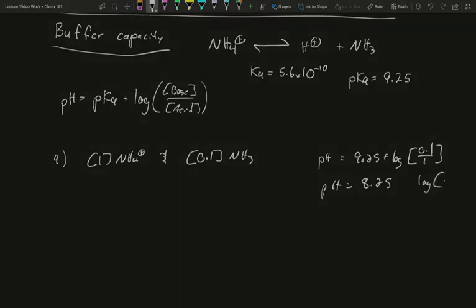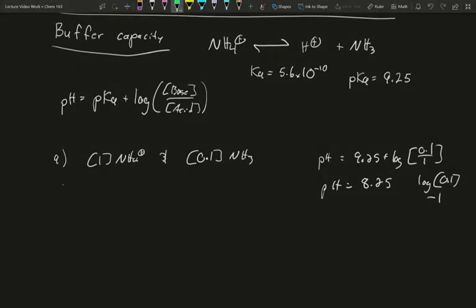The log of effectively a tenth is minus 1. Makes sense. We have lots of acid around. We should be a little bit more acidic. The pKa would be the pH if we had equal amounts, and we're a little bit more acidic, so our pH is a little bit more acidic.